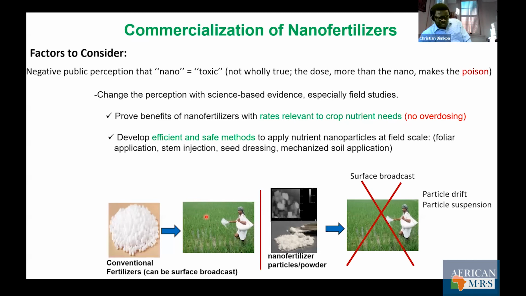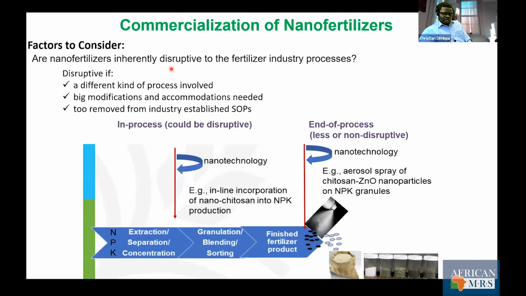One way to do that would be to make sure that it's not disruptive to the industry. The industry will ask the question, are your nanofertilizers inherently disruptive to my process? They will be disruptive if the industry has to modify their process to accommodate your technology, because it's too removed from what they are doing, from their standard operating procedures.